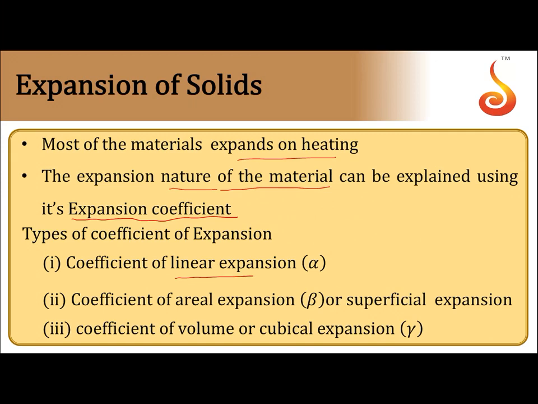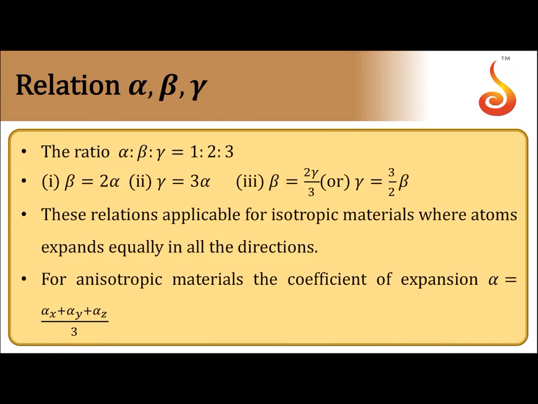Coefficient of linear expansion, when the length of the object increases, is denoted by alpha. Coefficient of areal or superficial expansion is denoted by beta. Coefficient of volume or cubical expansion is denoted by gamma. The relation between alpha, beta and gamma is alpha : beta : gamma is 1 : 2 : 3, that is beta is equal to 2 alpha, gamma is equal to 3 alpha, or beta is equal to 2 gamma by 3, gamma is equal to 3 by 2 beta.